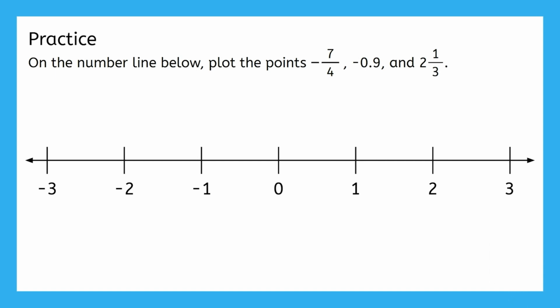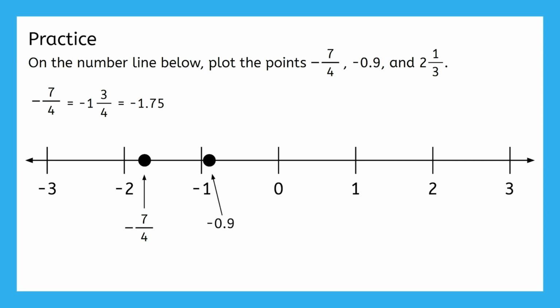It may have been helpful to first convert all of the given points into the same form, whether that was fractions or decimals, to help you figure out which two integers each point should go between, and which one it would be closer to. First, -7/4 or -1 3/4 goes between -1 and -2. But it is closer to the -2 because 3/4 is a larger piece of a whole than 1/2 is.